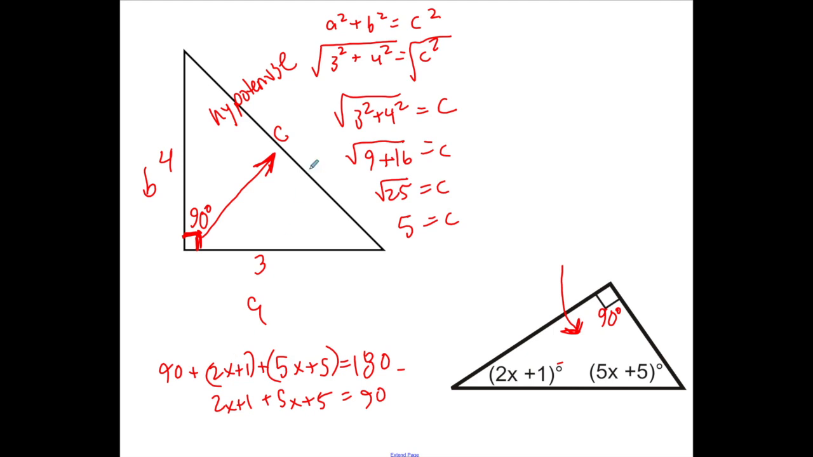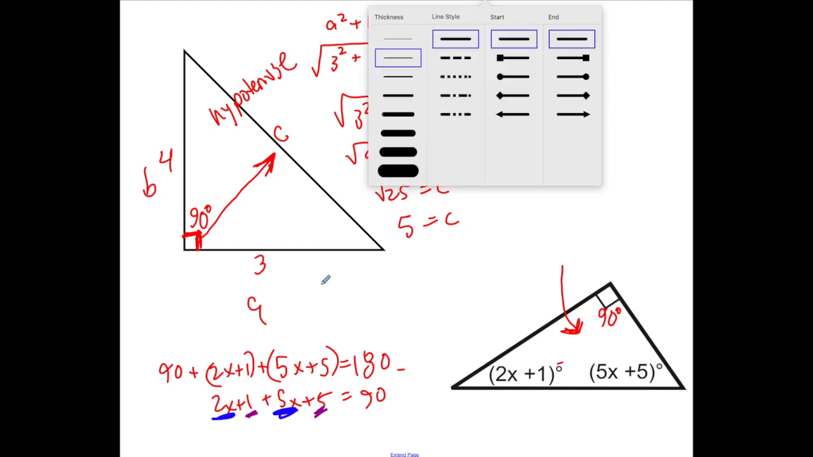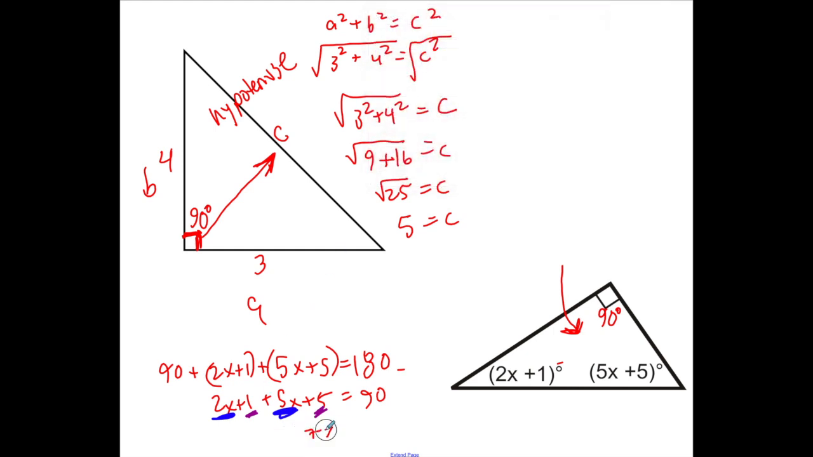So now let's combine like terms. So these two go together and these two go together. And so 2x plus 5x equals 7x. And then 1 plus 5 equals plus 6 equals 90. And if I subtract 6 from both sides, I get 7x equals 84. And if I divide 7 on both sides, I'll get x equals 12.